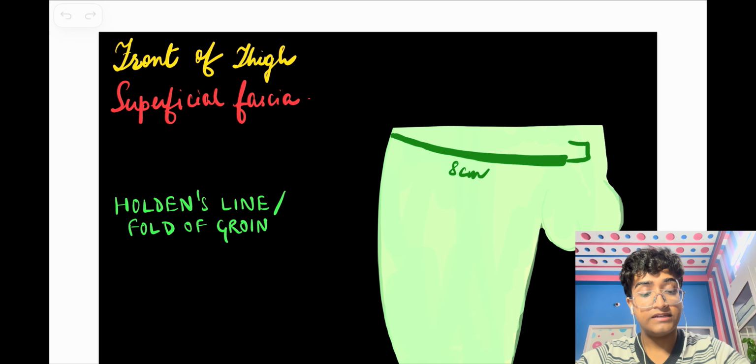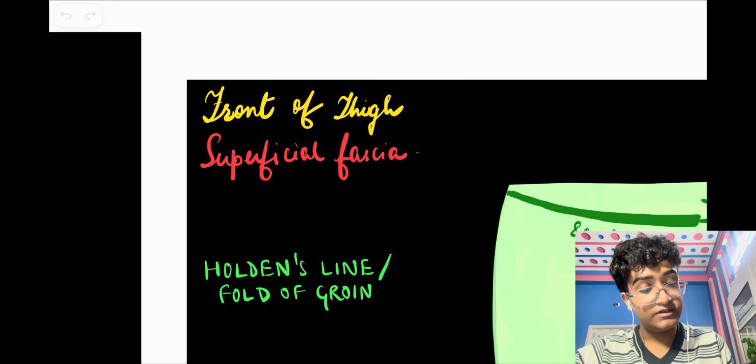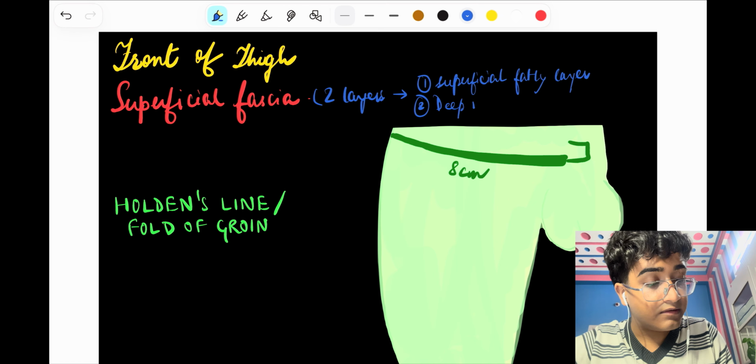Hello medicos. So in this lecture we are going to discuss the front of the thigh. Let's begin with the superficial fascia of the thigh. I have marked this in green color. It has two layers. The first layer is a loose, superficial fatty layer. And secondly, we have a deep membranous layer.